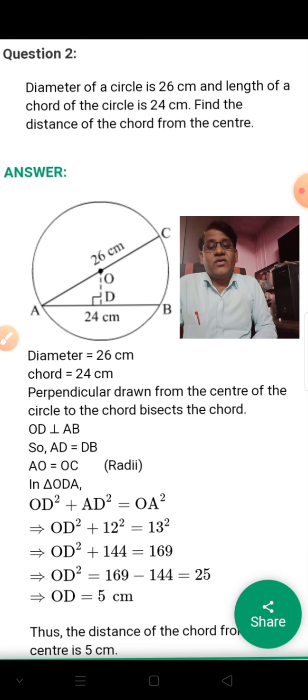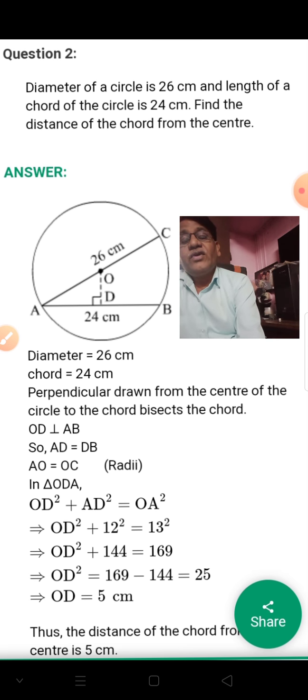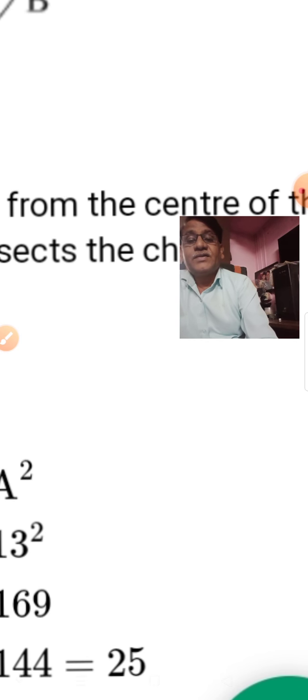Right. Now you get how to find out the distance of the chord from the center. In the previous sum, we found the radius, then you can find the diameter also. Now here the diameter is given and the length of the chord is given, and you have to find out the distance of the chord from the center. Right. Now come to question number 3.